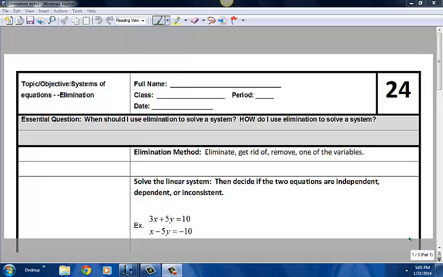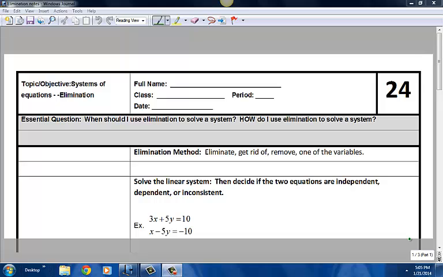Hey guys, so today we're going to solve some more systems of equations, but this time we're going to use a new method because it doesn't seem like anybody really liked substitution so much. So I'm going to show you how to use elimination today. We're looking to decide when you should use elimination instead of graphing or substitution or any of the other methods, and how exactly you use elimination to solve the system.